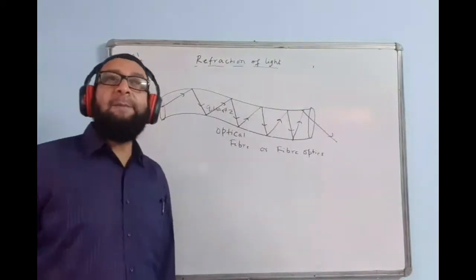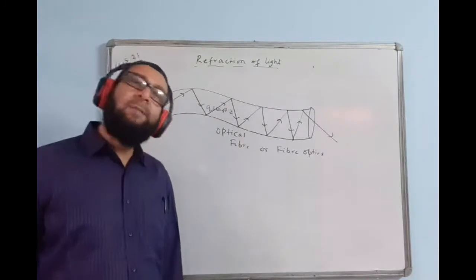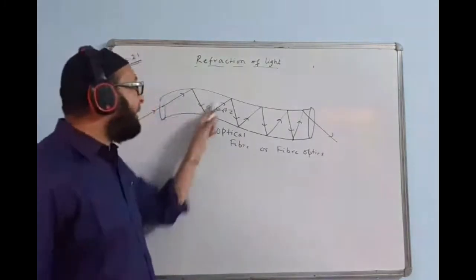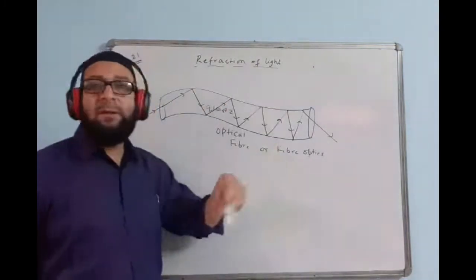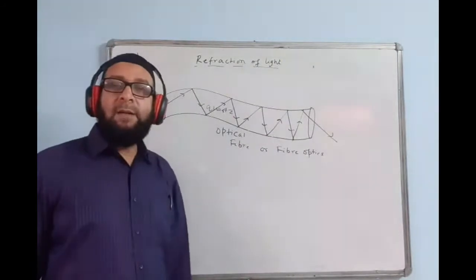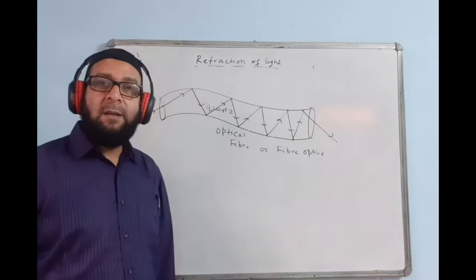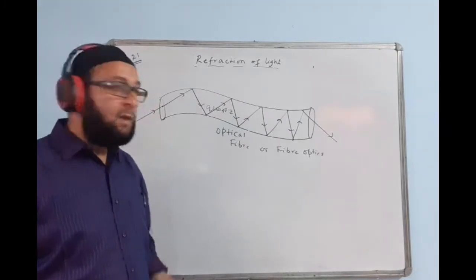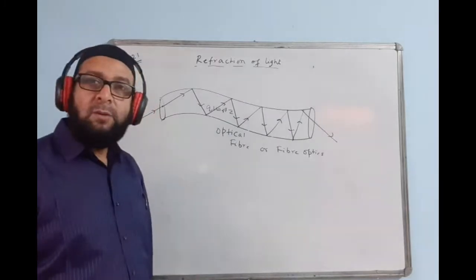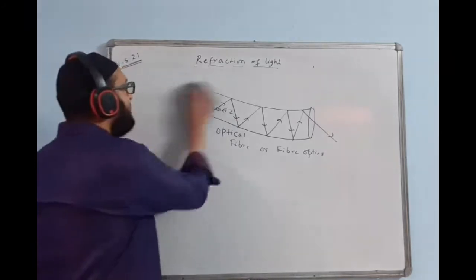If you write multiple total internal reflection, multiple is a better answer, because not only once but many times internal reflections take place. So we can call it multiple TIR or just TIR. Hope understood? Yes.